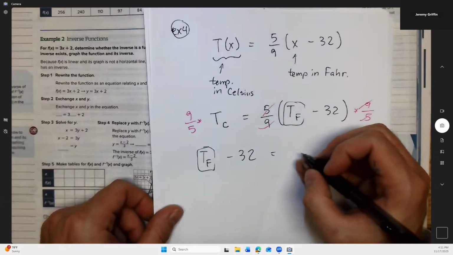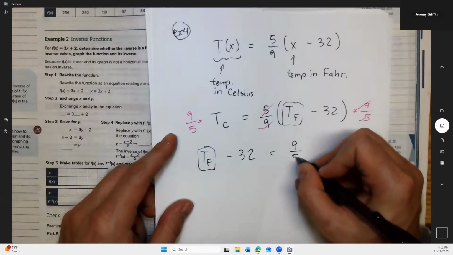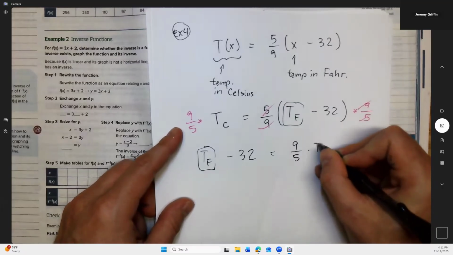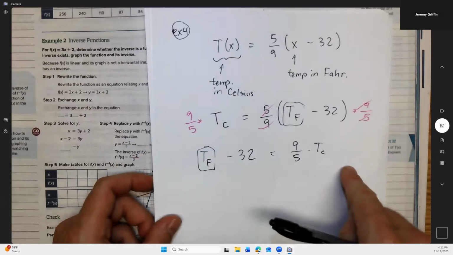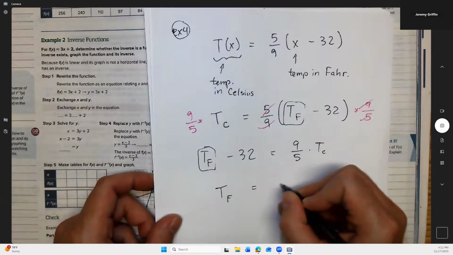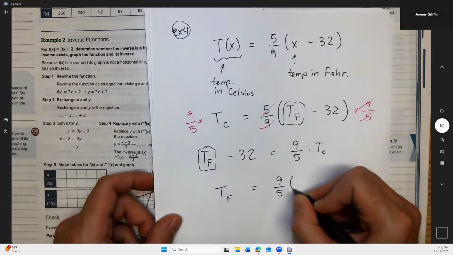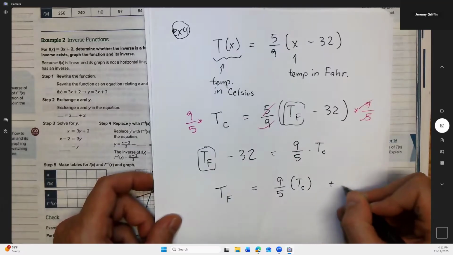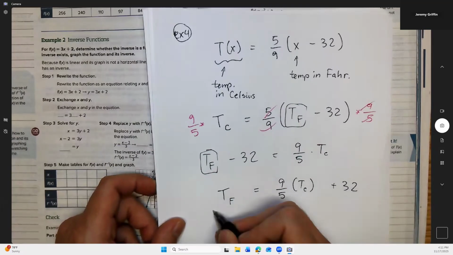And then that gives me 9/5 of the temperature in Celsius, whatever that's reported as. Then simply add 32. So the temperature in Fahrenheit would be 9/5 of the temperature reported in Celsius, and then you just tag on 32, and that's your temperature.